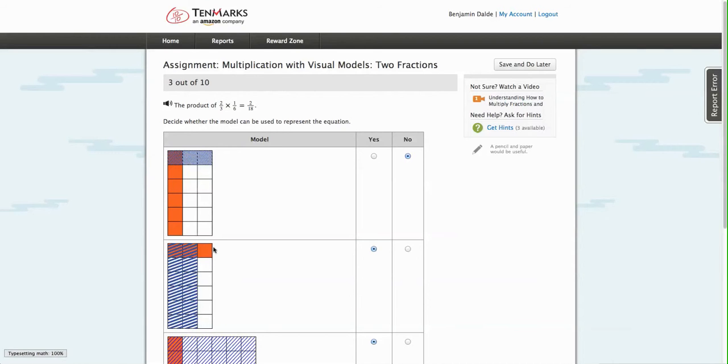Like I said, this way of doing math, I guess they want to show it to you visually, but to me it just gets confusing.